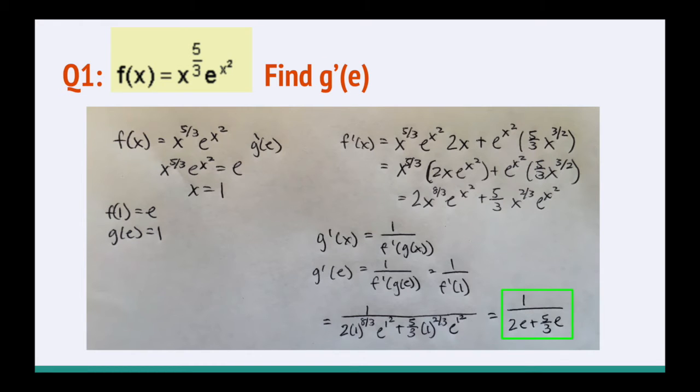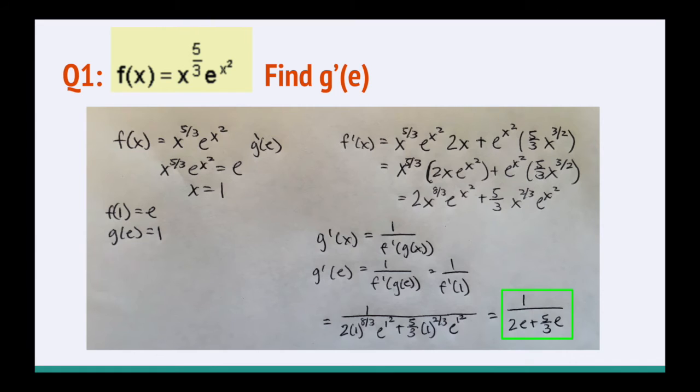So for our first problem, f of x equals x to the power of 5 over 3 times e to the power of x squared, and we have to find g prime of e. We set x to the power of 5 over 3 times e to the x squared equal to e. So x has to equal 1, which means f of 1 equals e and g of e equals 1.